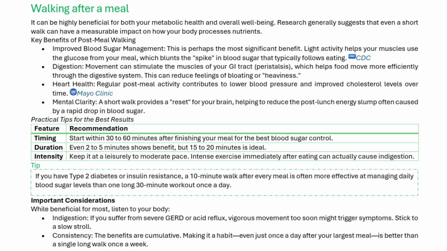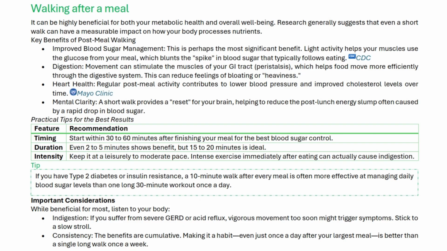Walking after a meal offers significant benefits for metabolic health and overall well-being. Research indicates that even a brief walk can positively influence how the body processes nutrients. Key advantages include improved blood sugar management, as light activity aids muscles in utilizing glucose, thereby reducing post-meal blood sugar spikes. Additionally, walking stimulates gastrointestinal tract muscles, enhancing digestion and alleviating feelings of bloating.